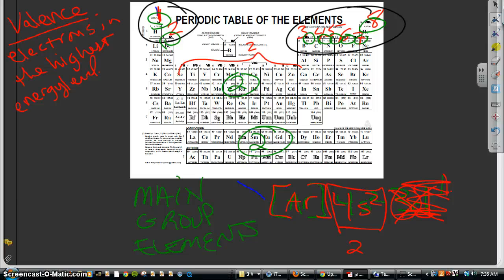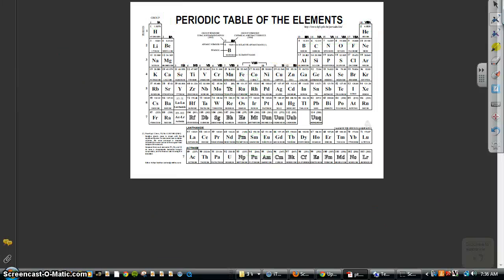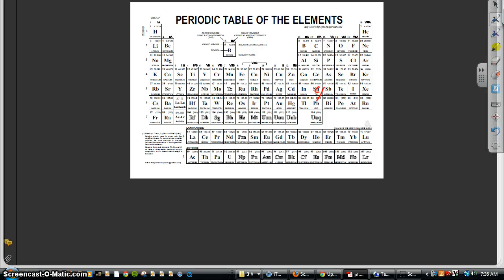You now know how many valence electrons are in any of the main group elements. You know that tin has 4, you know that chlorine has 7 valence electrons, potassium has 1, radon has 8, boron has 3. You can just immediately, boom, boom, boom, find out how many valence electrons any of the main group elements has simply by what column it is in.